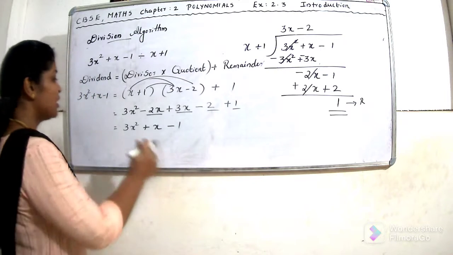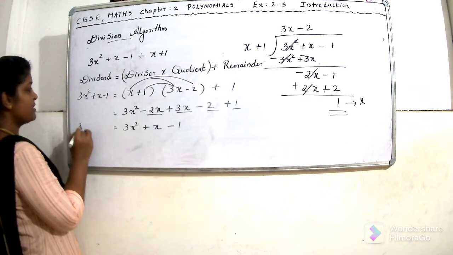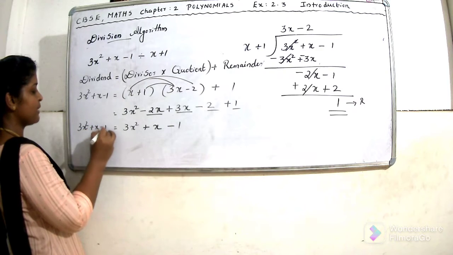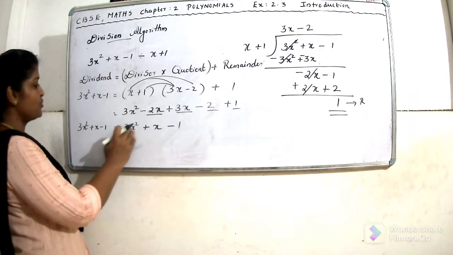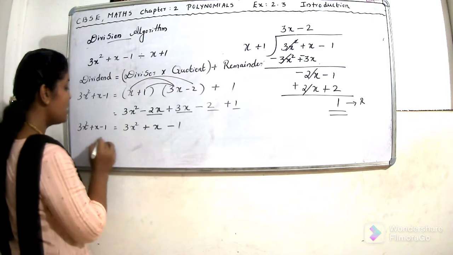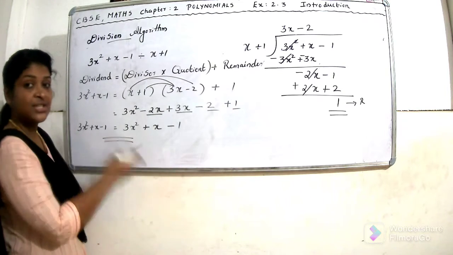We are getting 1. Now you just look here, the dividend is 3x square plus x minus 1, and the RHS also is 3x square plus x minus 1. So here LHS is equal to RHS.